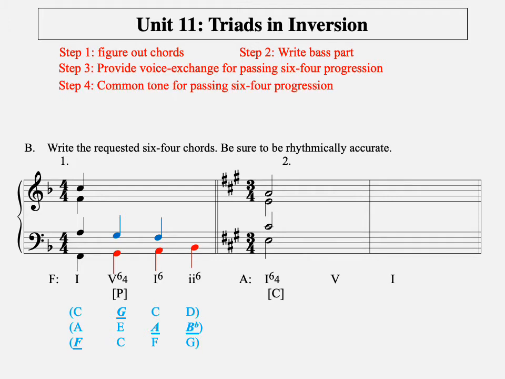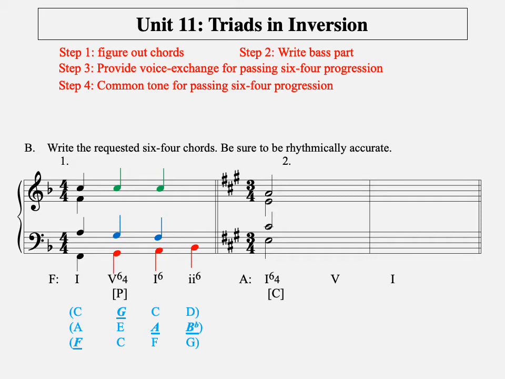The next thing we need to do is there's a common tone for a passing 6/4 chord progression. There's a note that's in the passing 6/4 chord that's also in the chord before it and after it. And in this case, that note is C. So I want to write C in the same voice in all three chords. So it looks like it's going to be in the soprano voice from the way this is set up. Like that, what the green notes are showing.